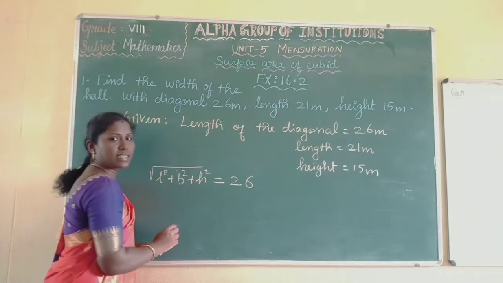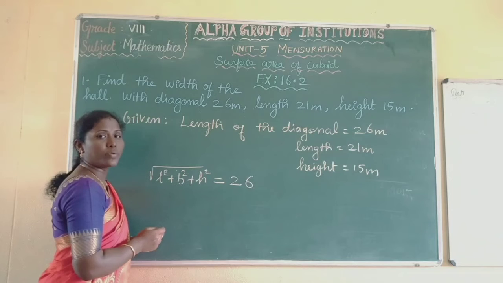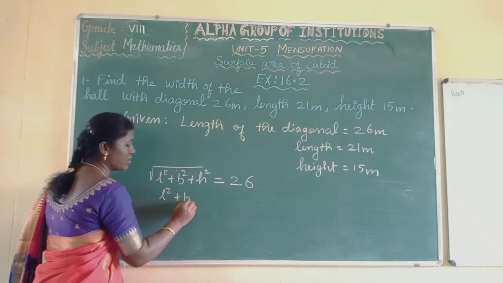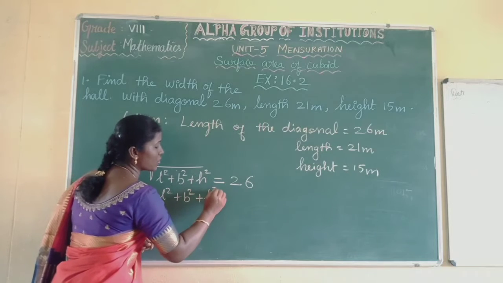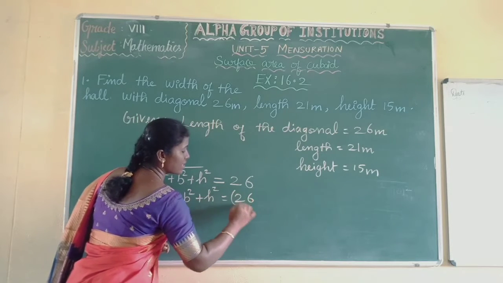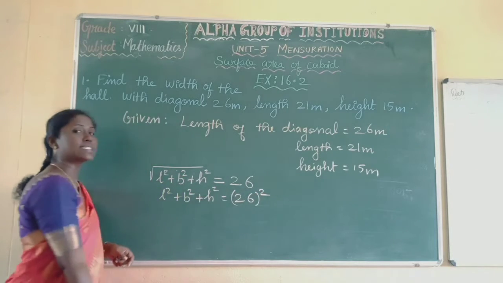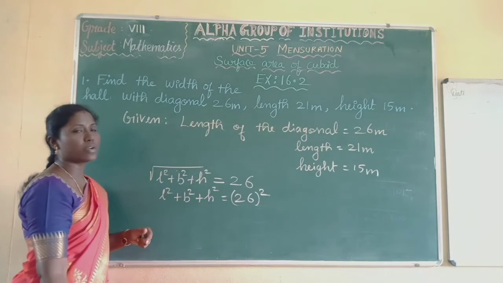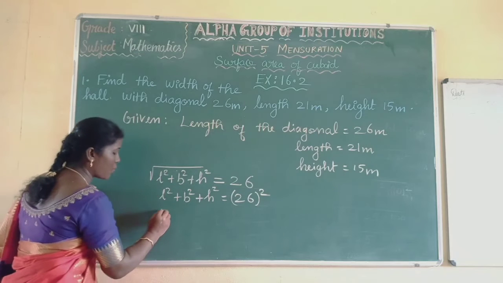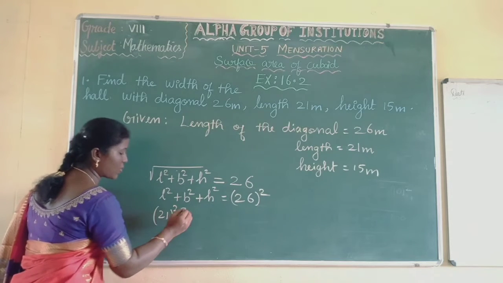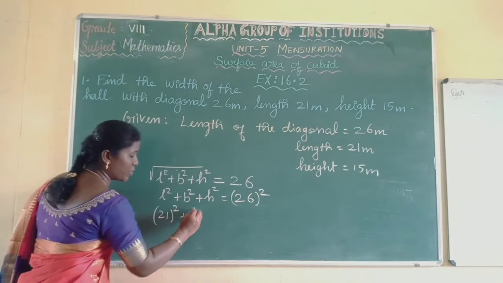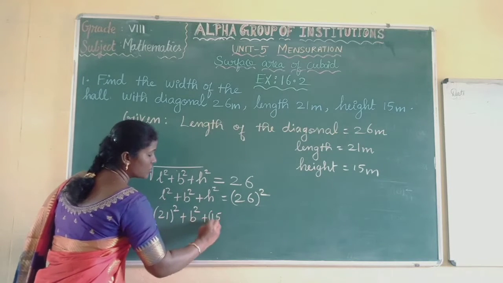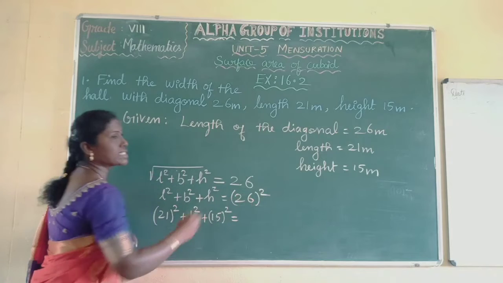To remove the square root, what we have to do? We have to square on both the sides. If I square on both the sides, L square plus B square plus H square is equal to 26 the whole square, so that the square root is removed. Now substitute the values given in the question. What is the length? 21, so we take 21 the whole square. Breadth, that is the width, we don't know, so keep as it is. And the height is 15, so 15 the whole square is equal to 26 square.